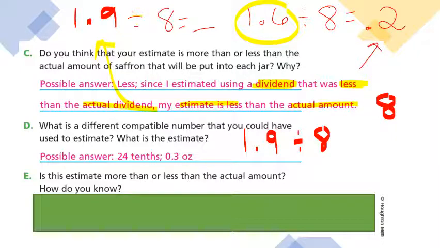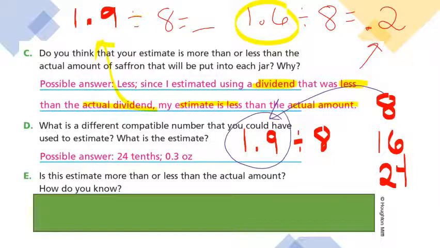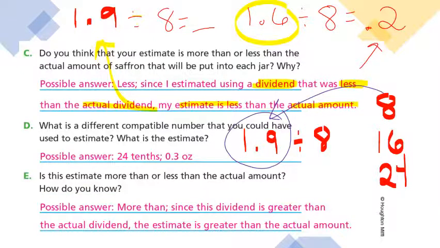8, 16, 24. And each one of these I'm looking to replace and put over here. So I'm going to put 8/10. Am I going to put 1 6/10? Am I going to put 24/10? What am I going to do?